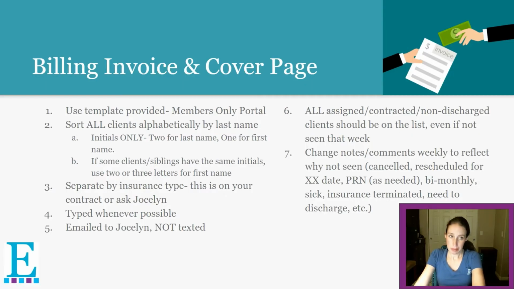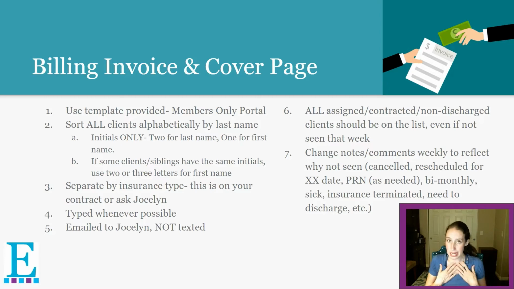So there is a template, like I mentioned, on the members only portal for your billing invoice and your billing cover page. Your clients alphabetical by last name, the initials only, 2 initials for the last name, 1 for the first name. If you have a couple of clients where that might be confusing, you can add a couple of extra letters in the initials for the first name. Separated by insurance type, on the contract is the type of insurance. So you should know based on your contract what kind of insurance that they have, and your billing invoice should be typed out whenever possible.